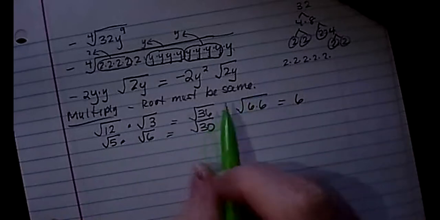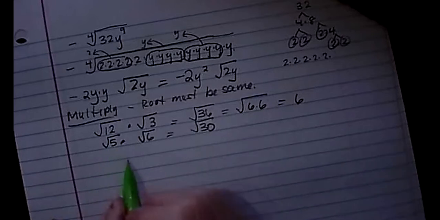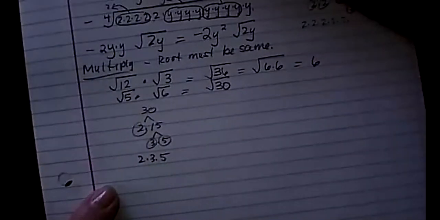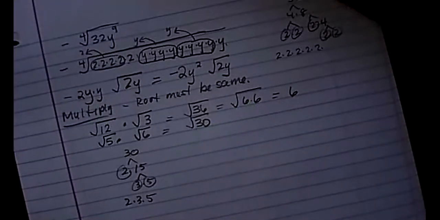Okay, so now we've got to break down. Can we break down 30? Does 30 have a perfect square? I'm trying to think in my head, I'm not sure. So 2 times 15, 3 times 5. So this breaks down to 2 times 3 times 5. So it doesn't have a perfect square because it doesn't have the same number twice. So I can just leave it as square root of 30. So that's just my answer, square root of 30. It doesn't simplify any more than that.